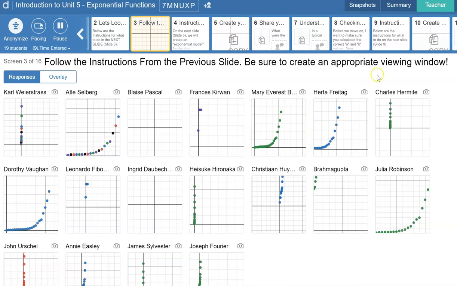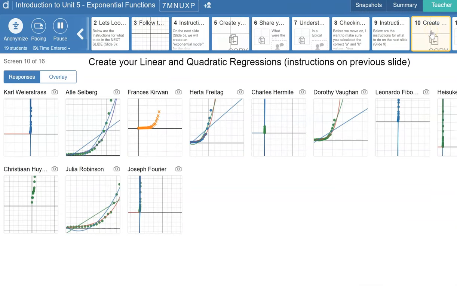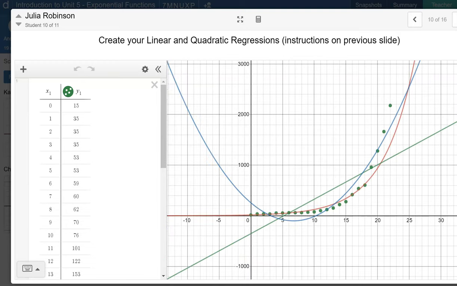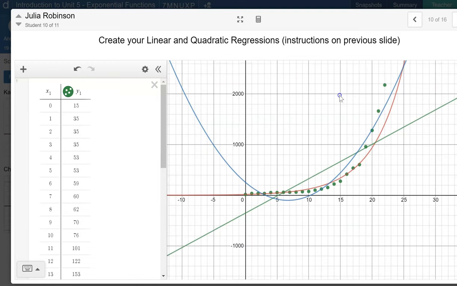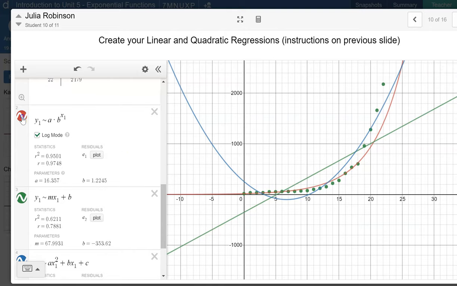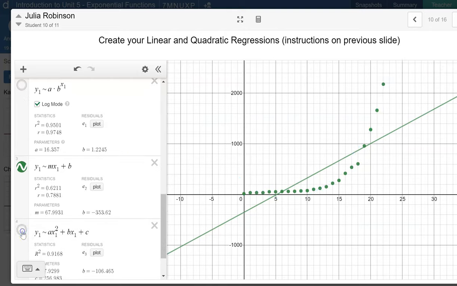So I believe the slide where you compared was slide 10. So maybe I'll pick this one here. This is done very well, whoever this was, very nice job. Okay, so I'm going to take the other models off that this person had. I'll take off the exponential model and I'll take off the quadratic model, and let's just take a look. So here's the data here. So here's the linear model that would best fit this data. This is the best fitting line here.